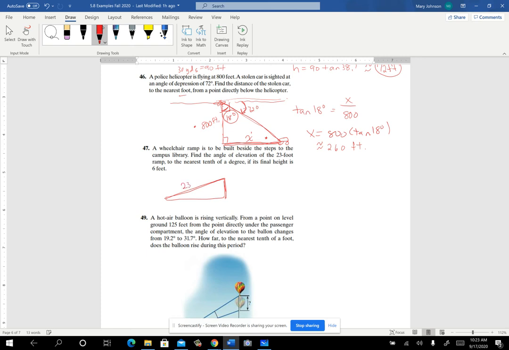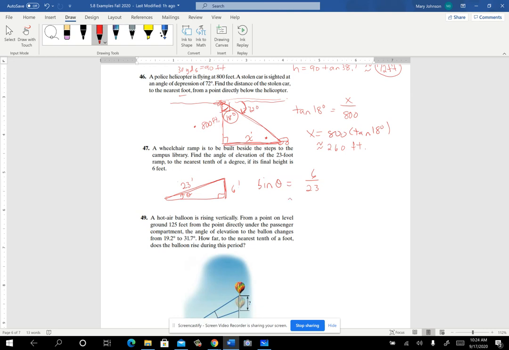It says, find the angle of elevation of the 23-foot ramp. So the ramp itself is 23 feet. If its final height is 6, so this would be 6 feet, and we want the angle of elevation, which would be this guy right here. This is what we're looking for, that theta. And that would be a right angle, so I can use all my right angle information. So opposite over hypotenuse, that would be sine of theta equals 6 over 23. They're both in the same unit, luckily, so I didn't have to do any kind of conversion.